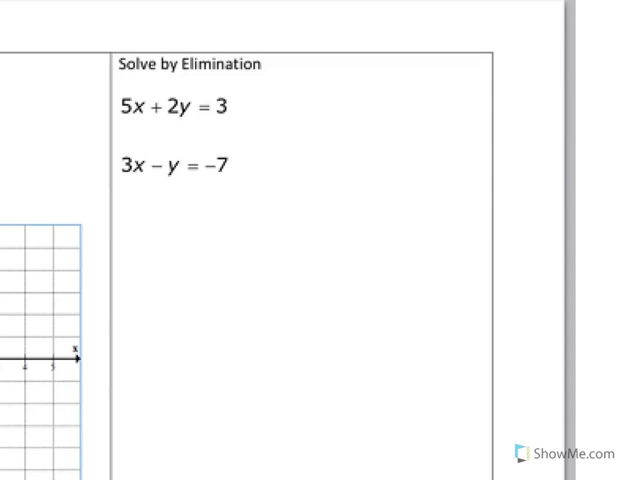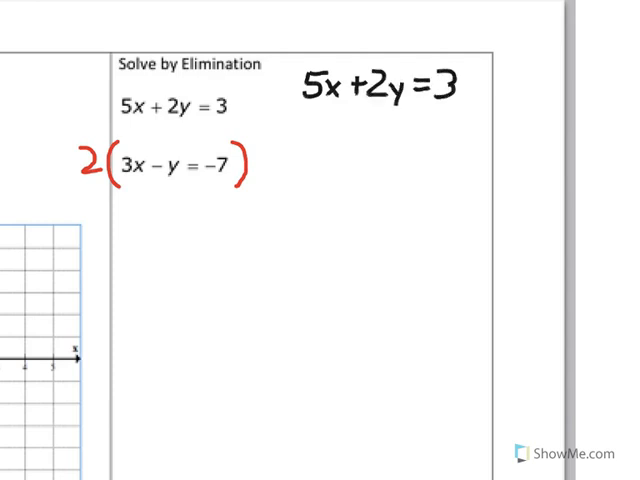Okay, so let's go to the top right corner of your paper and we'll do the next one. And this says solve by elimination. So as I look over the two equations, I can see that if I were to take this equation and multiply it by 2, I will end up with -2y in the middle, and that will enable me to eliminate the y's. So I'm just going to move this other equation over, 5x plus 2y equals 3.